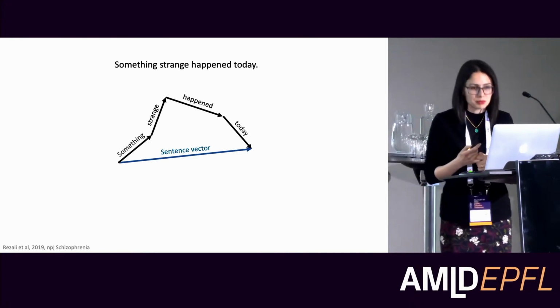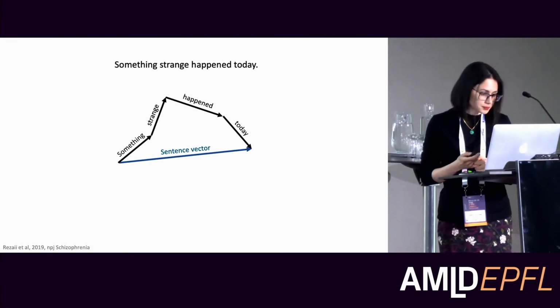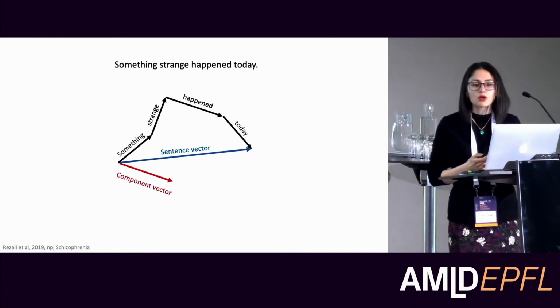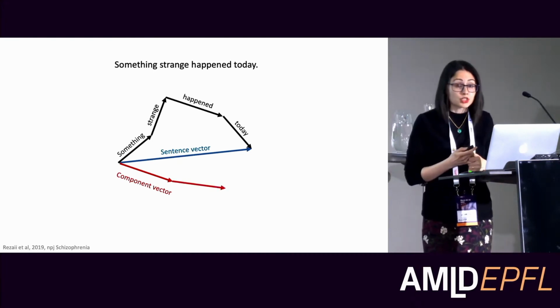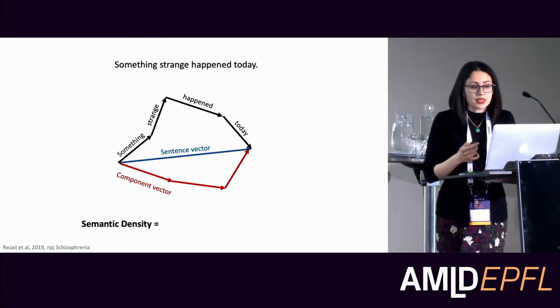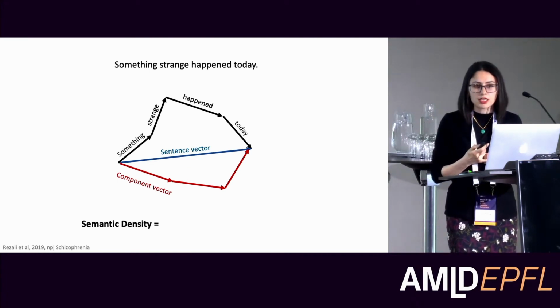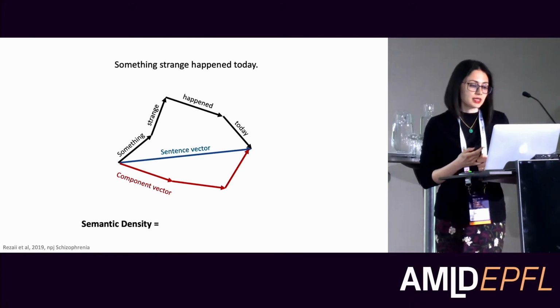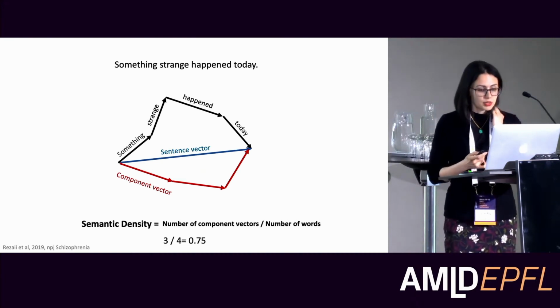But what is the minimum number of vectors required to reconstruct the same sentence vector? We tested that, and we call these minimum numbers of vectors needed to reconstruct the original sentence component vectors. We found that a sentence that is rich in meaning would have almost the same number of component vectors as the number of words. So we defined semantic density as the number of component vectors, the red ones, divided by the number of words. For this case, we have 3/4, which would be 0.75.